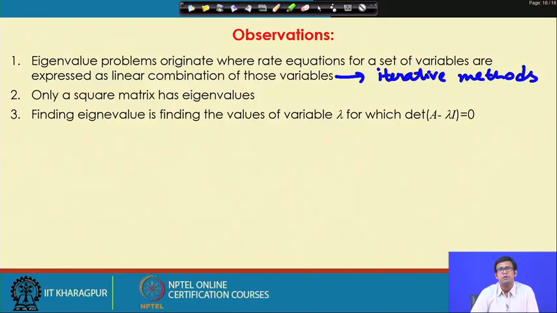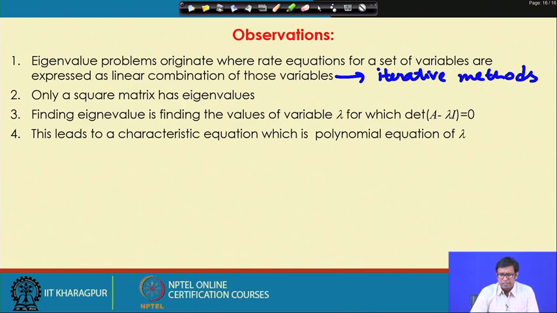Finding eigenvalues is finding values of the variable lambda for which determinant of A minus lambda I is equal to 0, because we have to solve the equation A minus lambda I times x is equal to 0, where x is a non-zero vector. Therefore, A minus lambda I must be a singular matrix, which needs determinant of A minus lambda I to be equal to 0. This will lead to a characteristic equation, which is a polynomial equation of lambda.